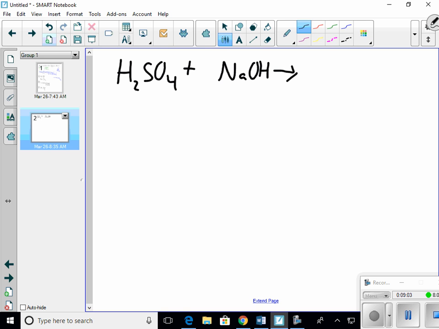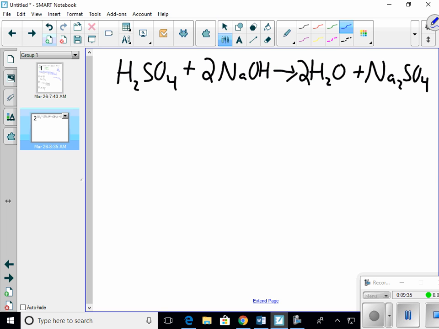If I were to write out the balanced equation, if I have my Na and my hydrogen switch, I'm still going to make water. But now sodium sulfate is my other product. And because sodium sulfate's formula is Na2SO4, I need to put a 2 in front of my NaOH. And then to balance this, I'd end up having a 2 in front of my water as well.